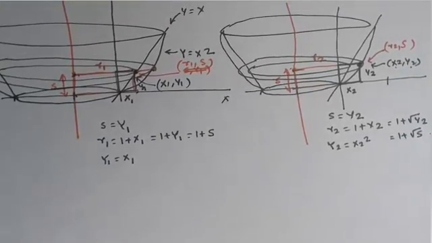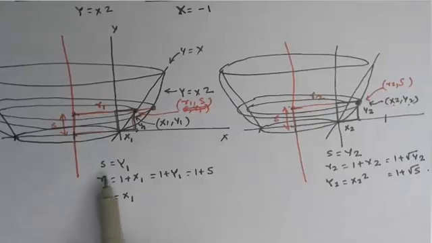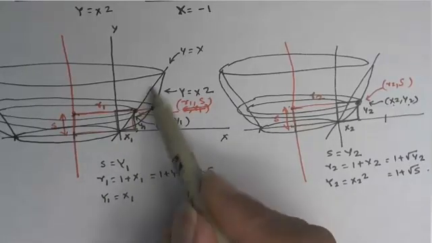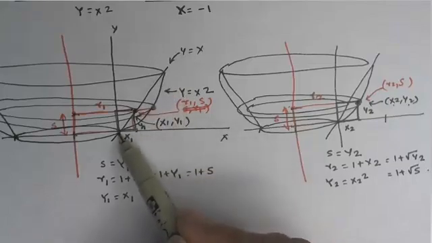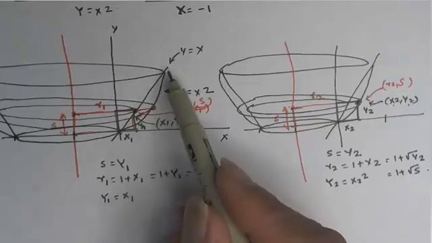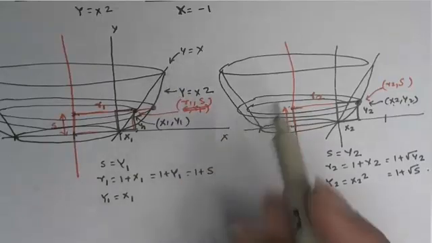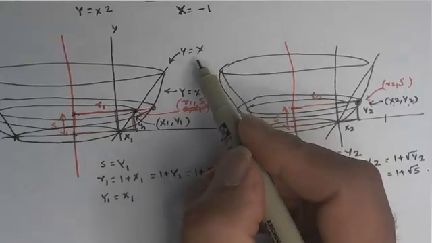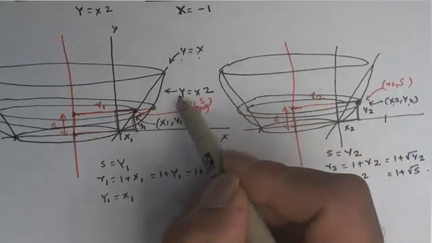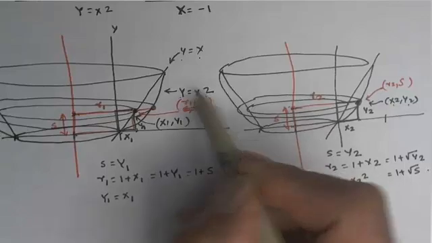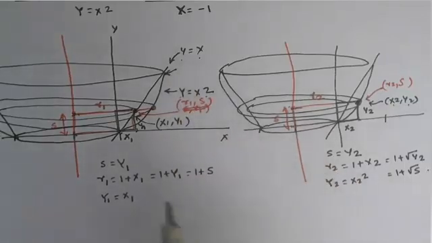We need one more thing. We need to figure out what the limits of integration are for S. So S is the same as y1, which is the y coordinate of this curve. The smallest y coordinate is of course 0. The largest y coordinate is where that curve intersects that curve, which means we have to solve y equal to x and y equal to x squared to get the coordinates of this point.